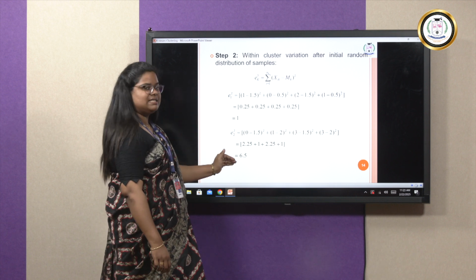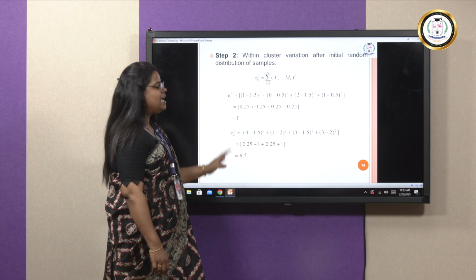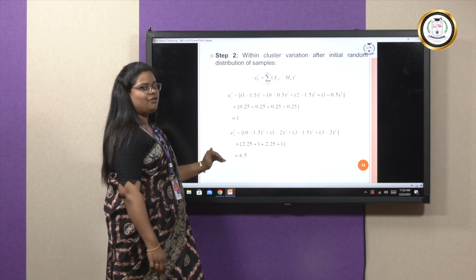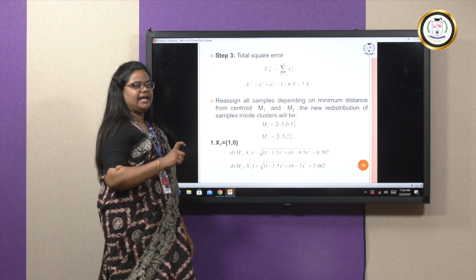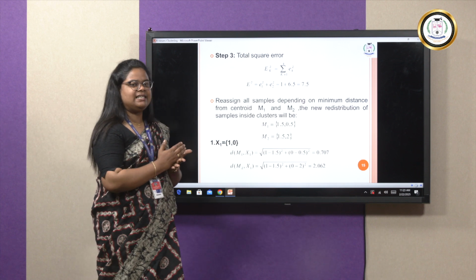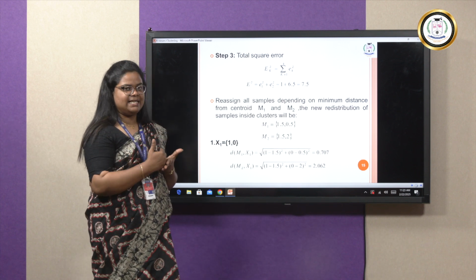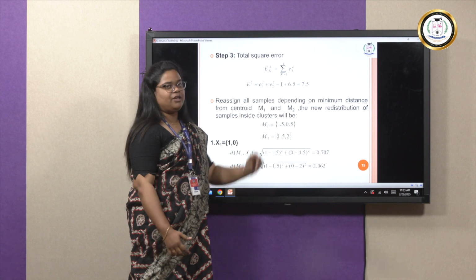So you got the error for the first set and second set, and you have to make the sum of these to find out the whole error. So the total error is 1 plus 6.5, that is 7.5. So once you assigned x1, x3 as the first set and x2, x4 as the second set, we got the whole error as 7.5.